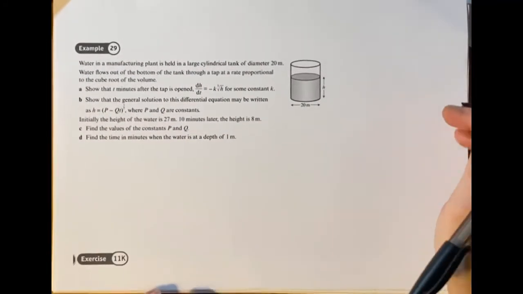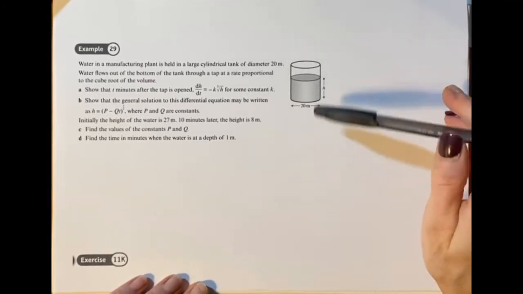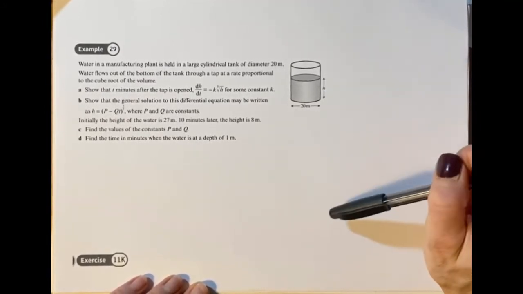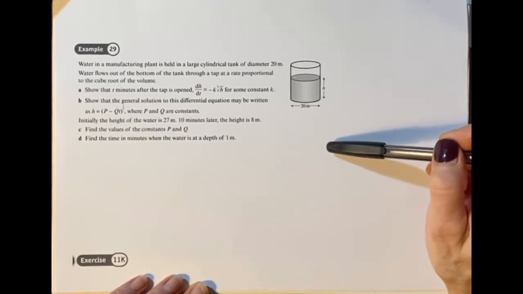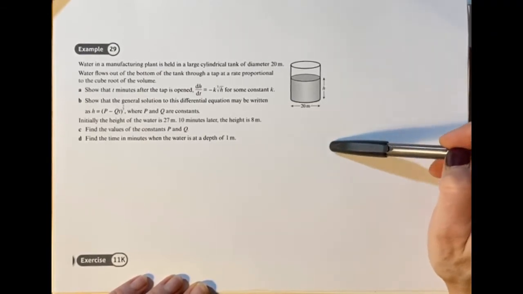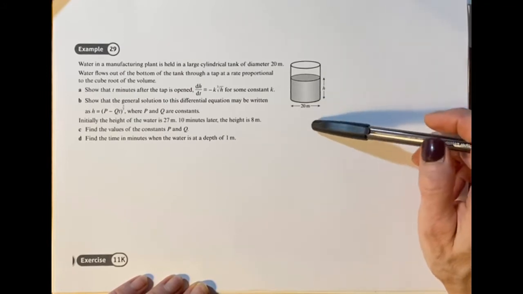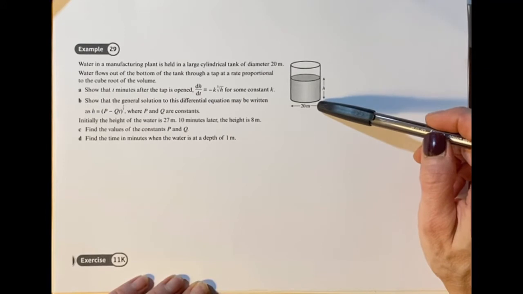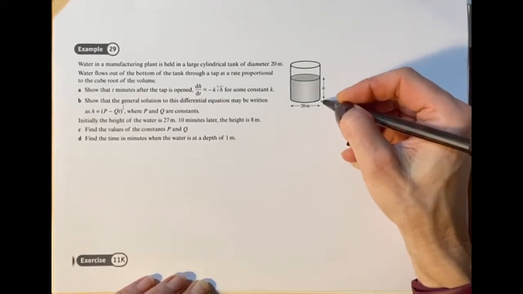Okay, let's move on to example 29. You've got water in a manufacturing plant held in a large cylindrical tank, and you've got the dimensions of a diameter 20 meters shown on the diagram. The water flows out, so the volume is reducing, and it flows out of the bottom of the tank through a tap at a rate proportional to the cube root of the volume.